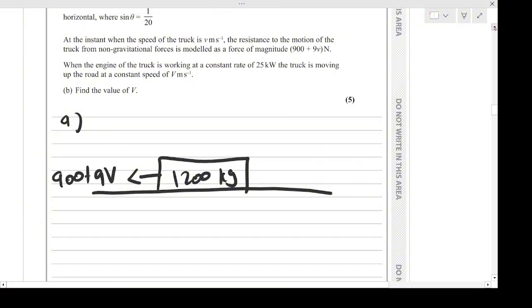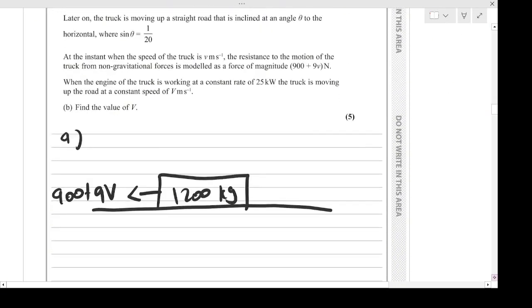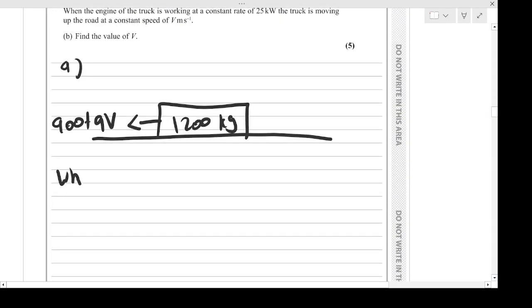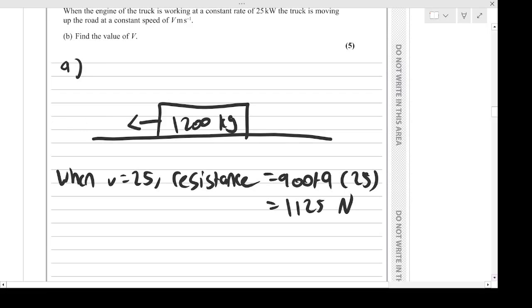But actually, we also are told v is 25, so we can sub that in right away. Okay, so when v is 25, resistance is 900, add 9 lots of 25, and so we can work that out as just a single number. So we get 1125 newtons. So I can just simplify that.